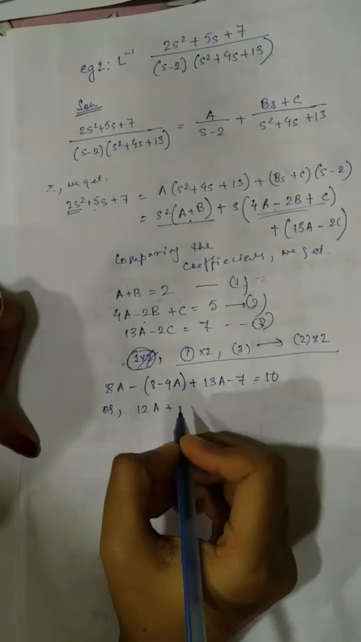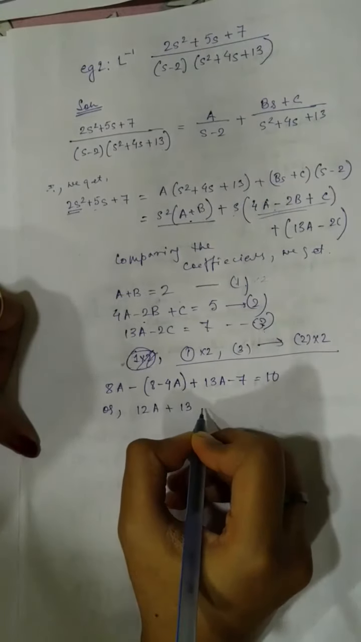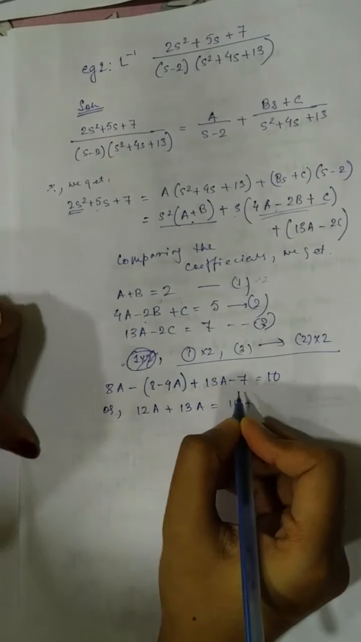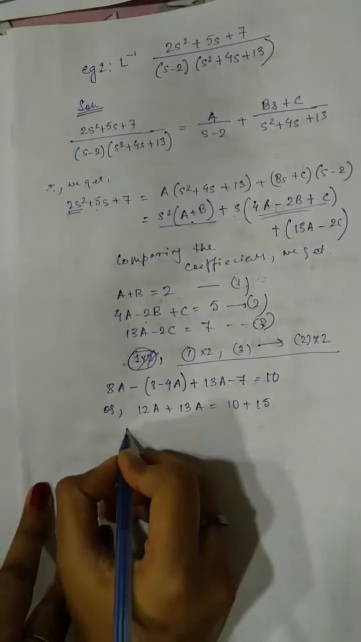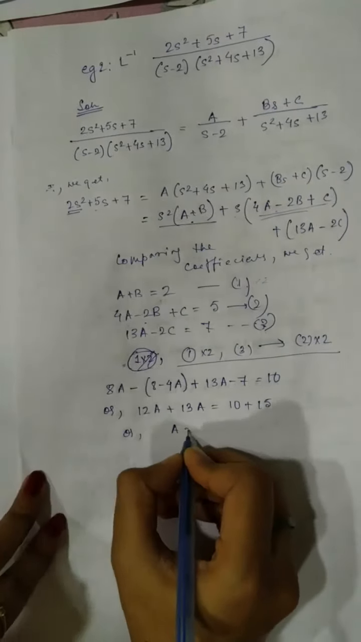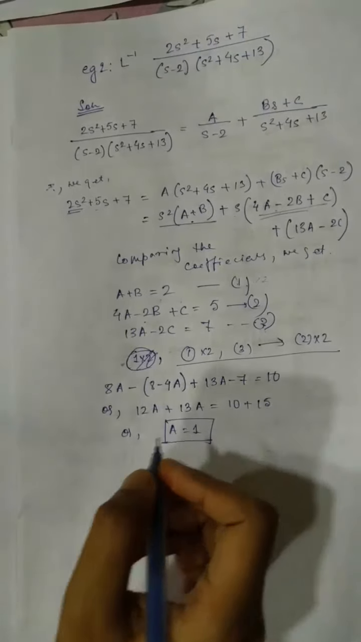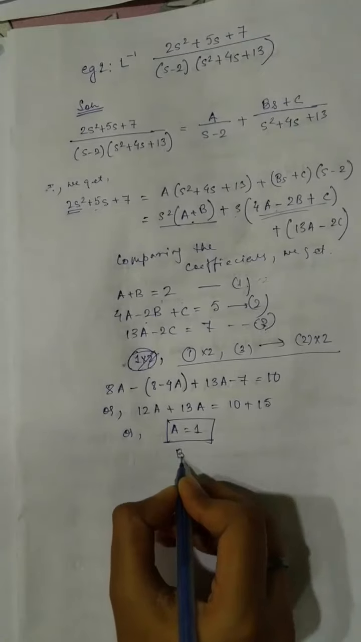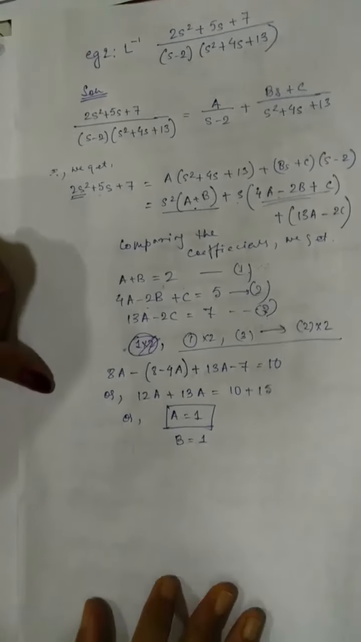12a plus 13a is equal to 10 plus 8 and 7, it gives me 15. So 25a is equal to 25, so a is equal to 1, right? a is equal to 1. So putting in equation 1, we immediately know b is equal to 1.